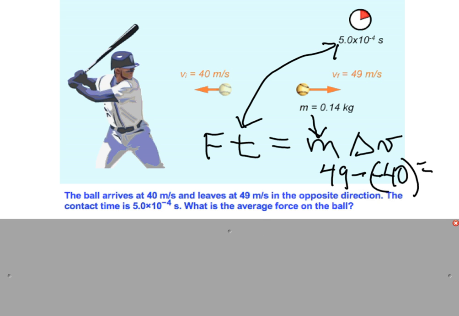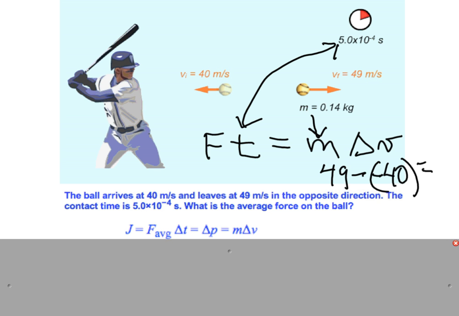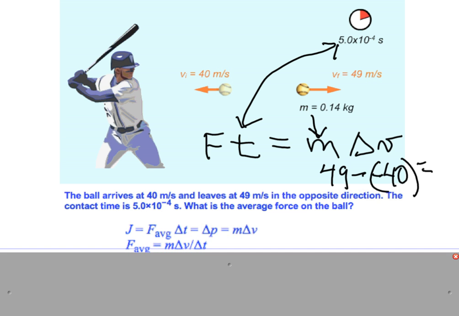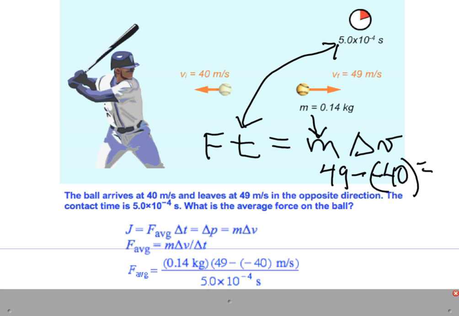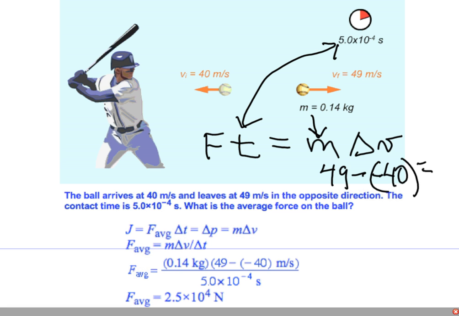So just doing the algebra, the impulse of the collision is just the average force times the time the force acts, and that is equal to the change in momentum, m times delta v. And the average force, therefore, will be m times delta v over delta t. And putting in the values for m, 0.14 kilograms, delta v, 49 minus a minus 40, and for the time, 5 times 10 to the minus 4 seconds, we find the average force during contact is 2.5 times 10 to the 4 newtons.